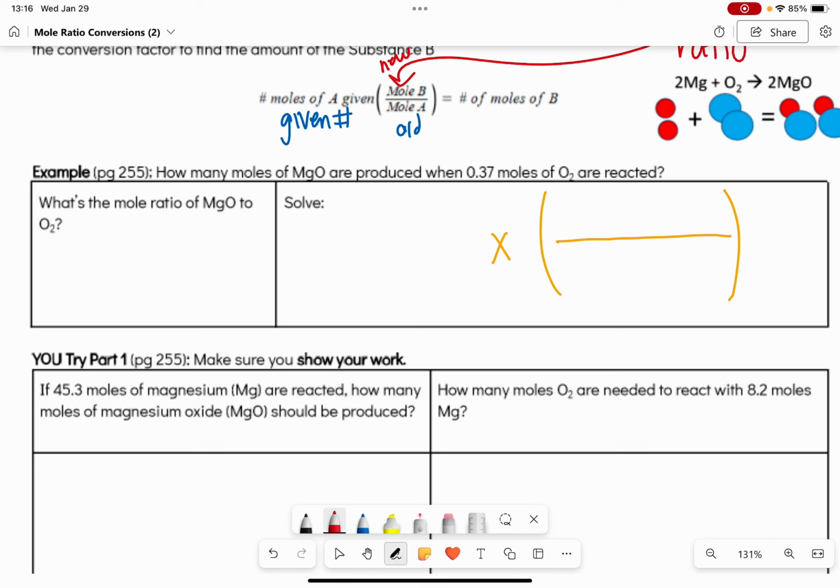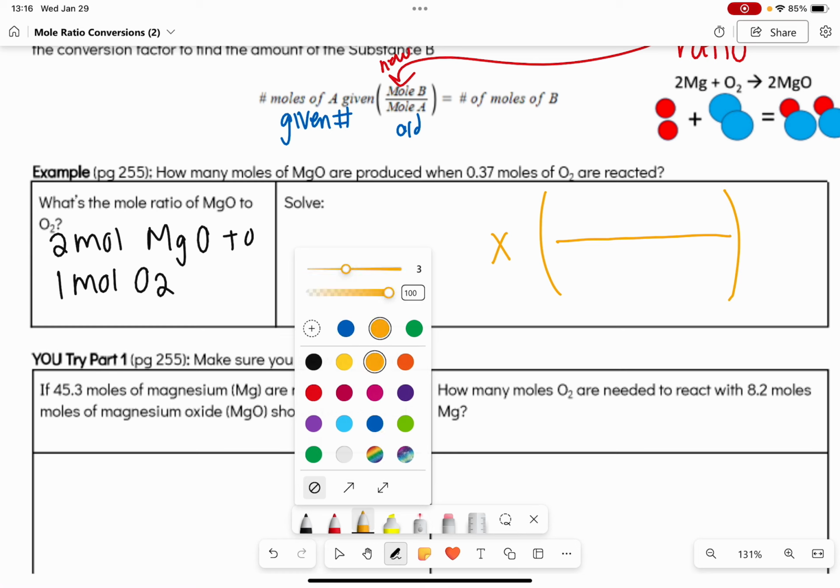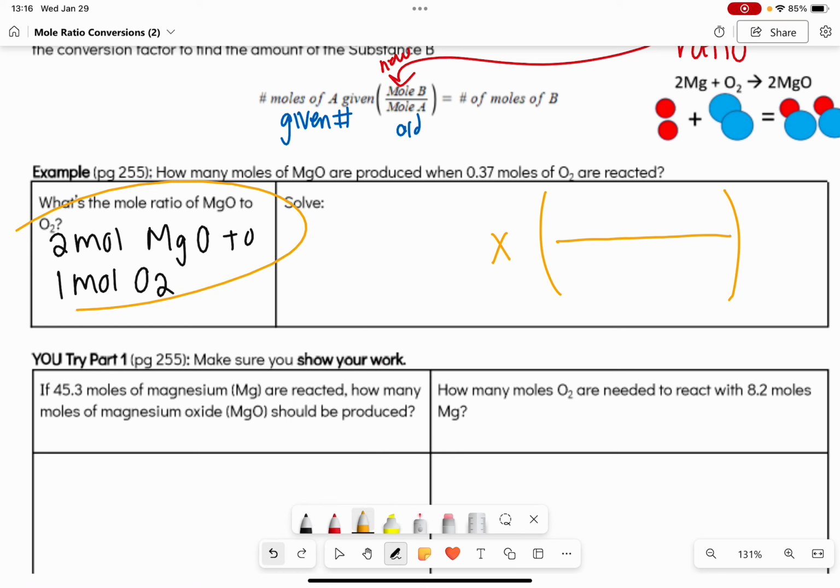So we saw from the other page that our mole ratio of MgO to O2 is 2 moles MgO. I'm actually going to write this in black so we don't confuse it with our new units, to 1 mole O2. So this is our conversion factor. That's what's going to go in the parentheses. Now we're going to read the question and fill in the formula just like we did the other questions.